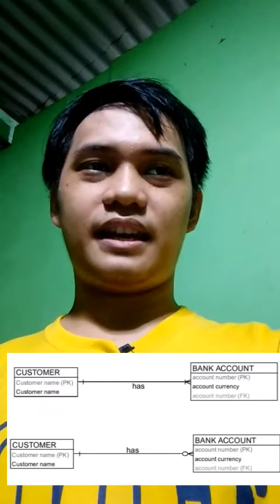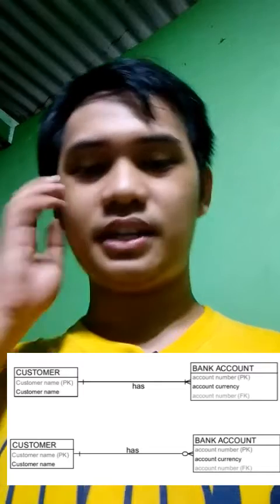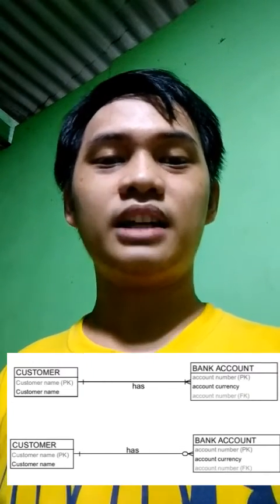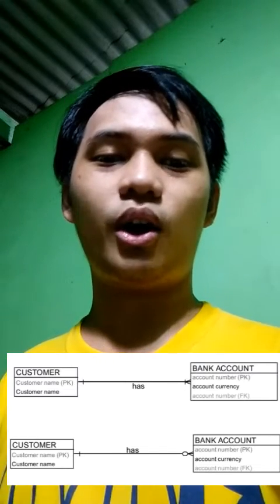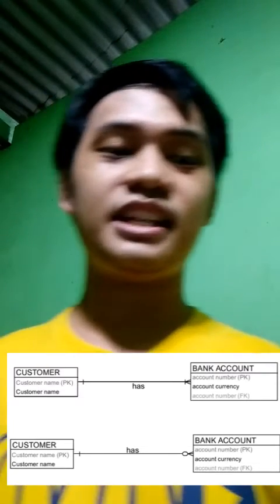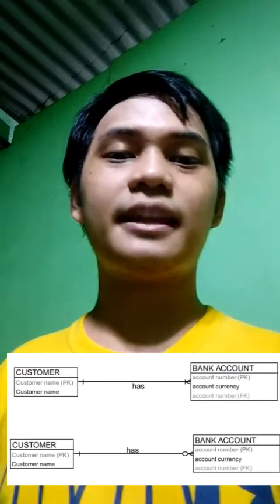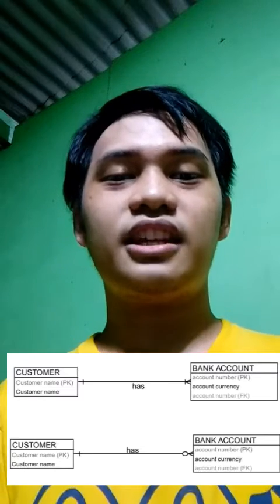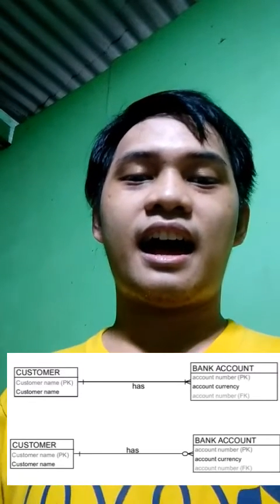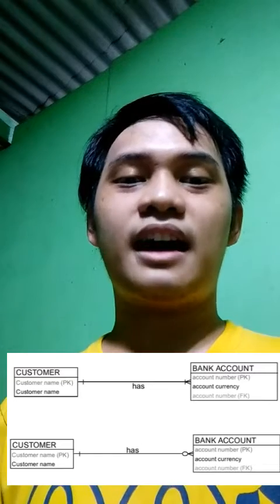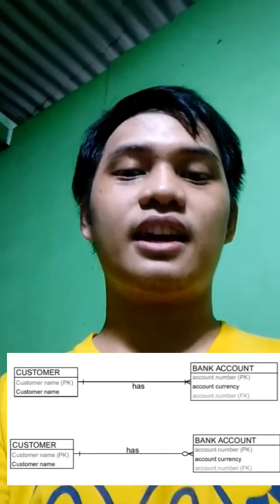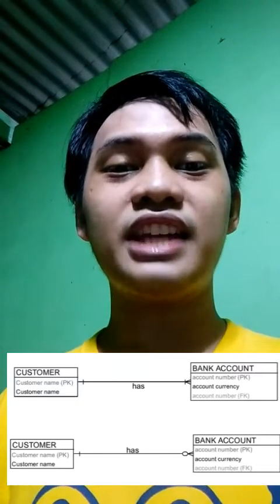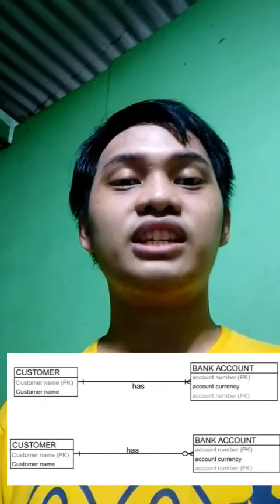If I read this relation, the customer must have one or many bank accounts. And then if we read it in reverse, from bank account to customer, then the bank account must have one customer. That is the relation of the first ERD model on the top.